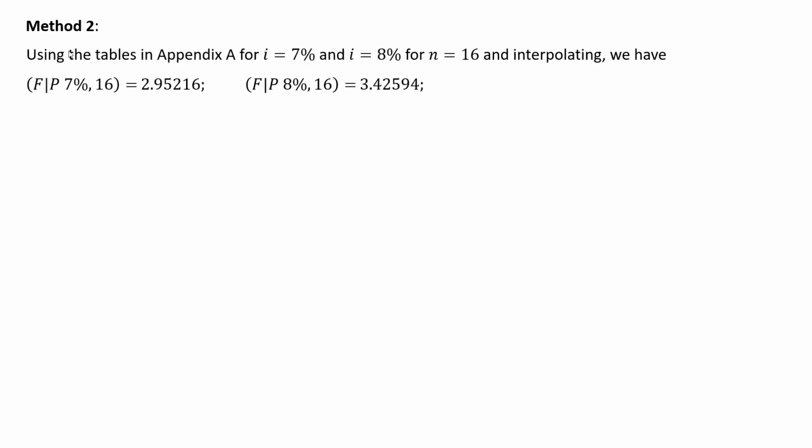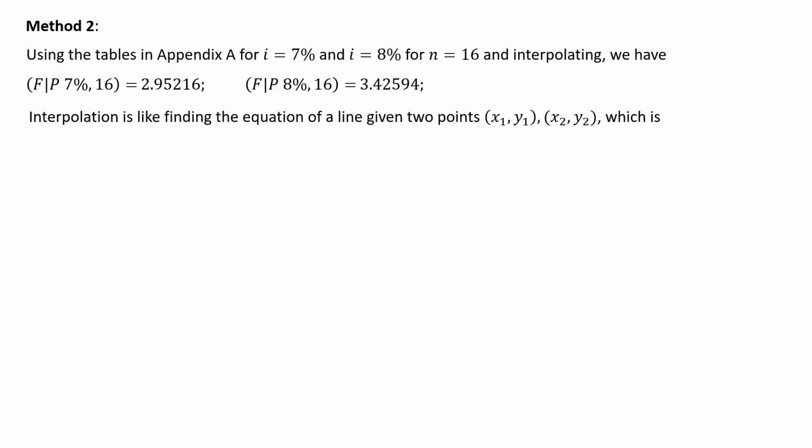Aha. We need it for 7.5%. How do we do that? Do you remember something called interpolation? You know the value at one point and you know the value at another point. Now you want to know in between, for something in between, what is it? To me, this is fairly straightforward. This is called linear interpolation. And interpolation is like finding the equation of a line given 2 points. That is something in math you are quite familiar with, right?